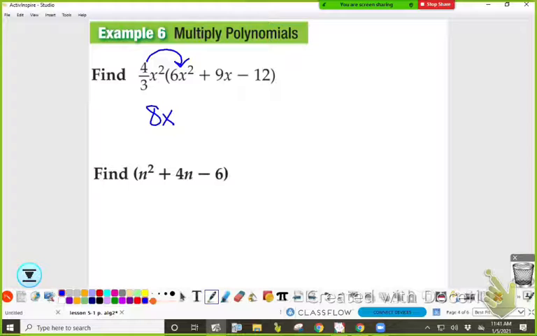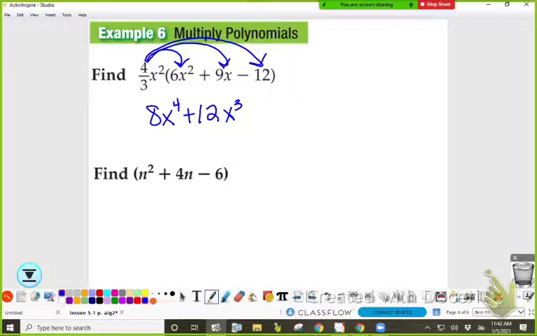8x to what power? I have an x squared times an x squared. What do I do with those exponents? You add them, so it'd be an x to the fourth. Yeah. Okay. Now I need you to do 4/3 times 9x. So 4/3 x squared times 9x. So take 4/3 times 9. 12, thank you. You have x squared times x. So what would that give you? X to the third.